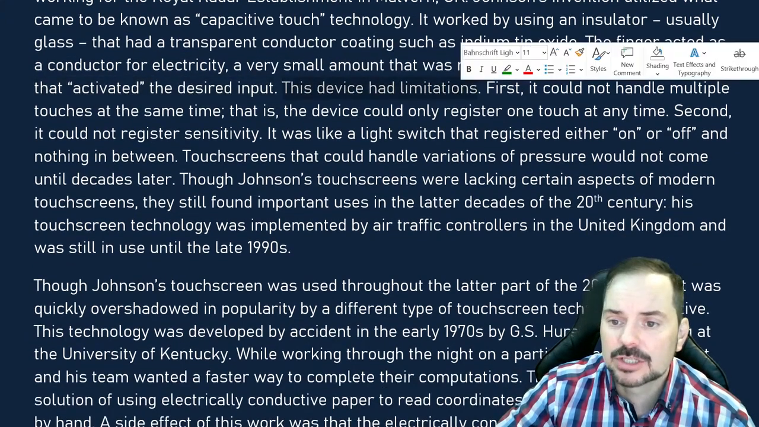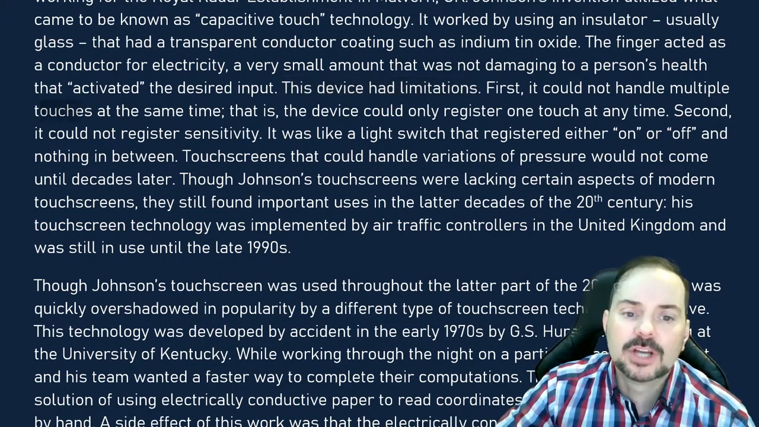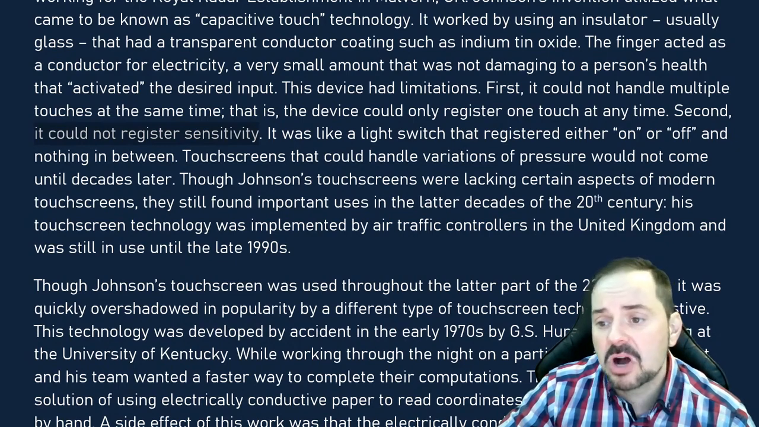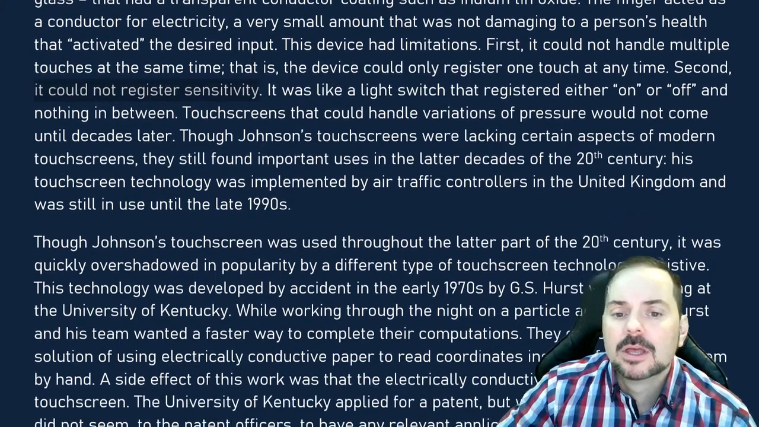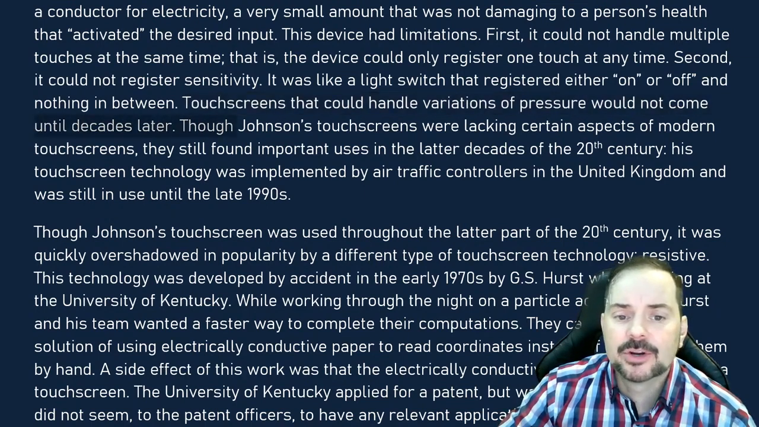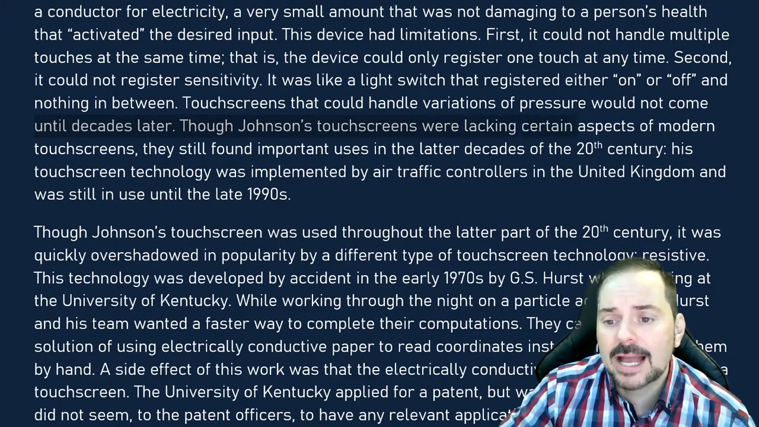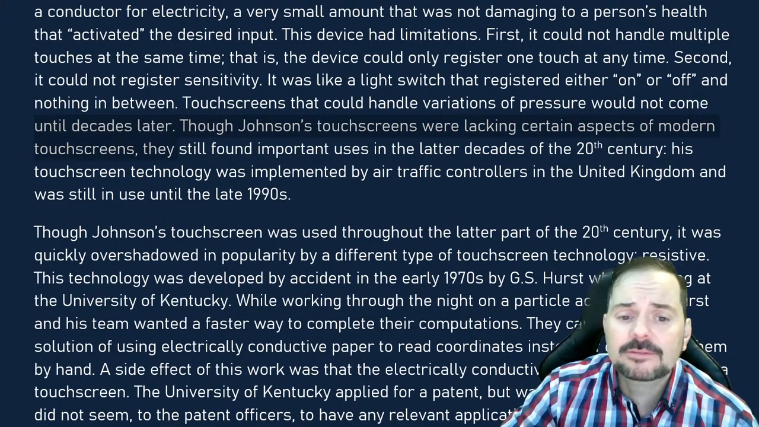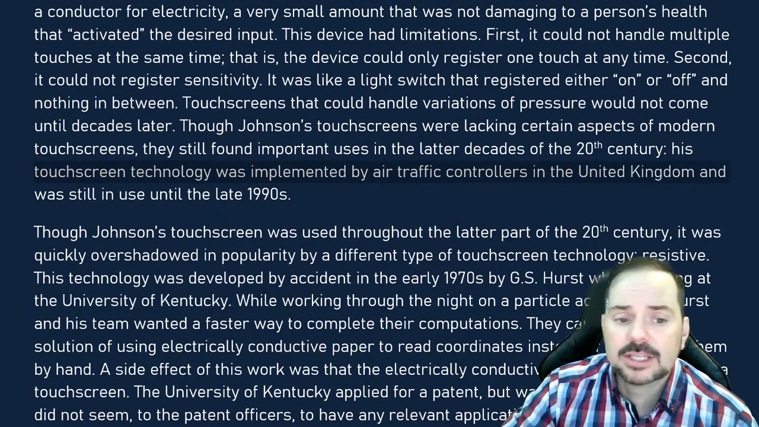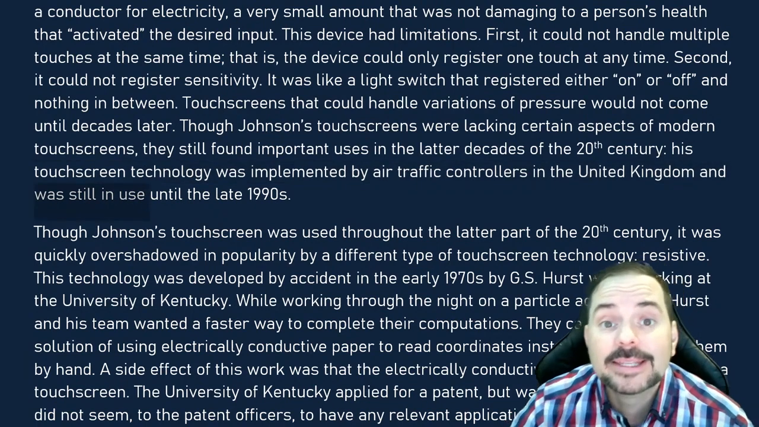This device had limitations. First, it could not handle multiple touches at the same time. That is, the device could only register one touch at a time. Second, it could not register sensitivity. It was like a light switch that registered either on or off, and nothing in between. Touchscreens that could handle variations of pressure would not come until decades later. Though Johnson's touchscreens were lacking certain aspects of modern touchscreens, they still found important uses in the latter decades of the 20th century. His touchscreen technology was implemented by air traffic controllers in the United Kingdom and was still in use until the late 1990s.